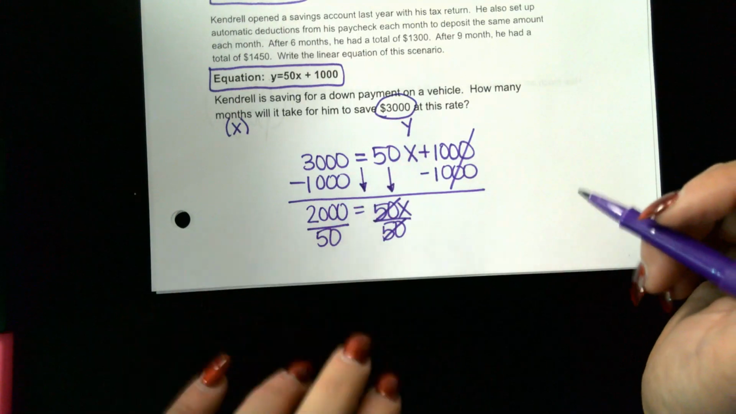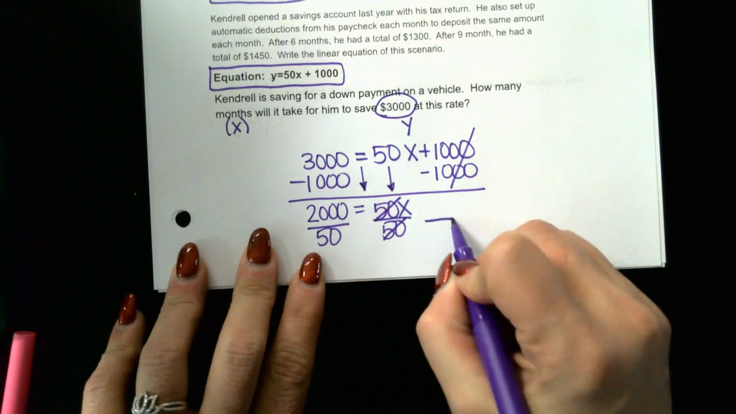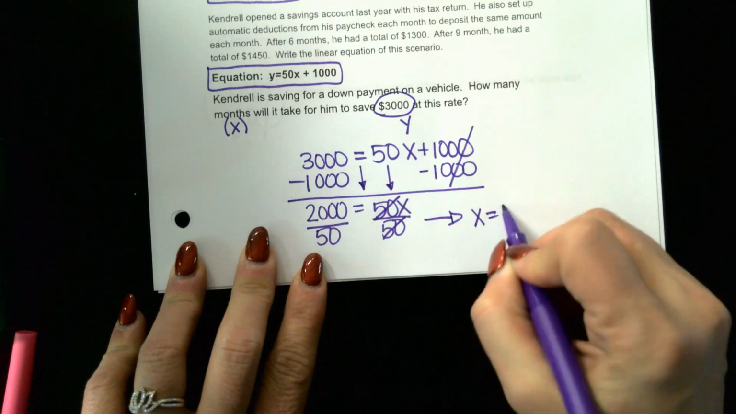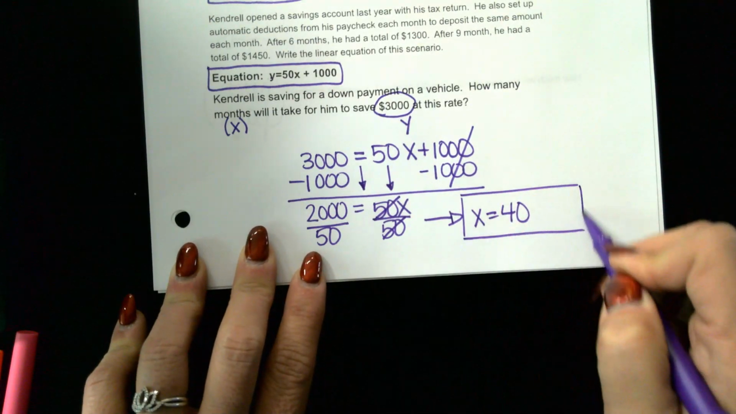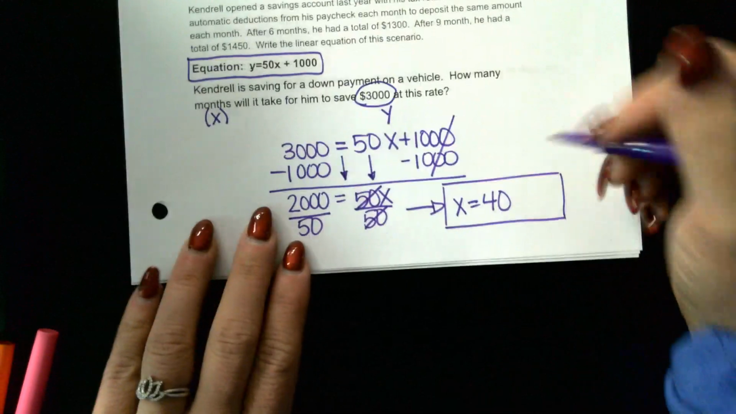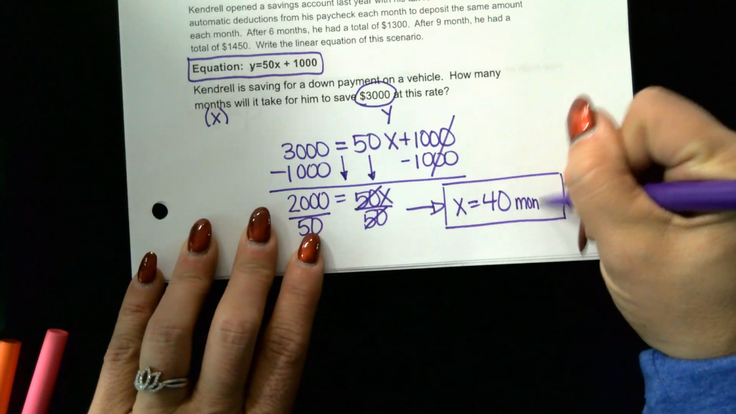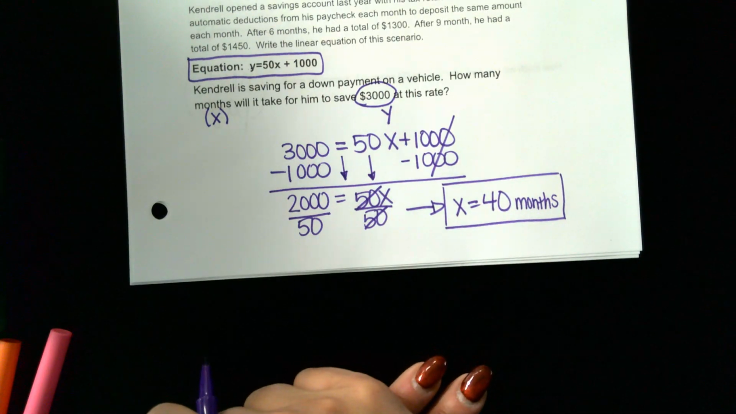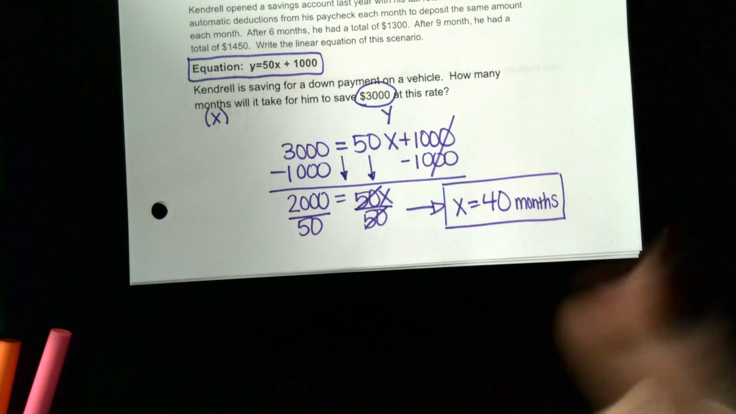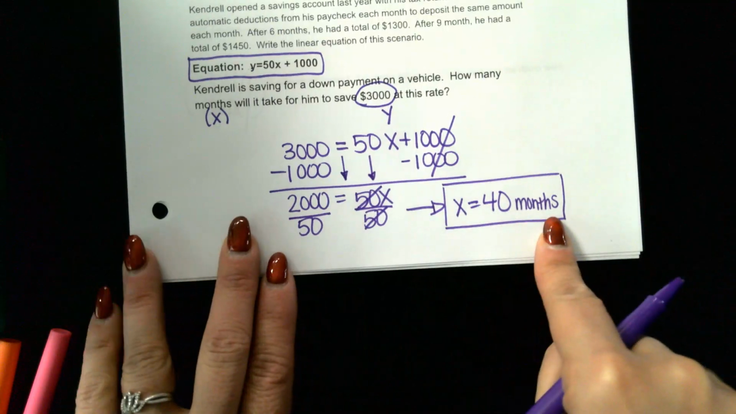Okay, what's 2,000 divided by 50? 40. So x equals 40 what? Months. With word problems, it is extremely important that you include the unit of measure in your final answer. So if the question was how many months, you should end with the word months.